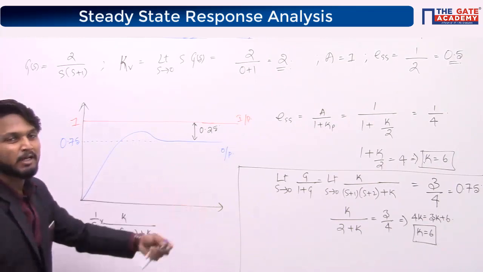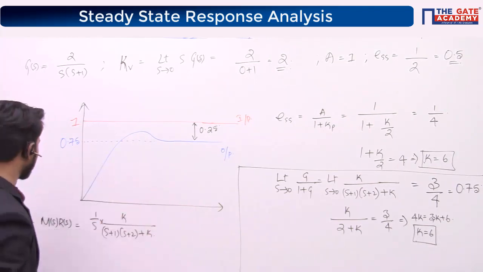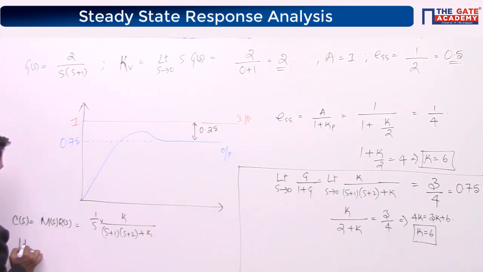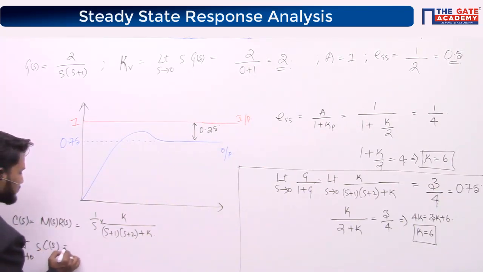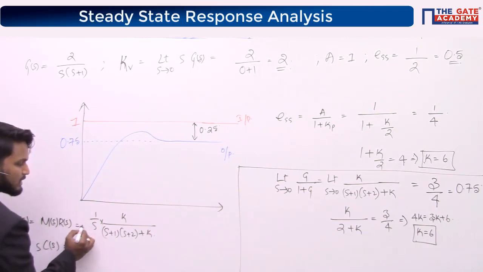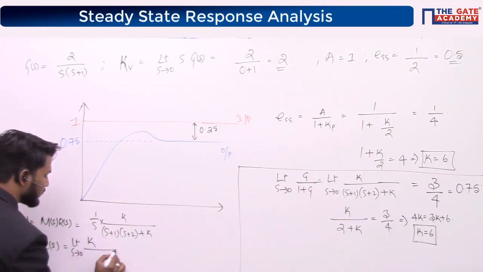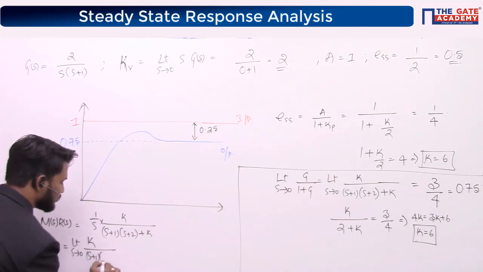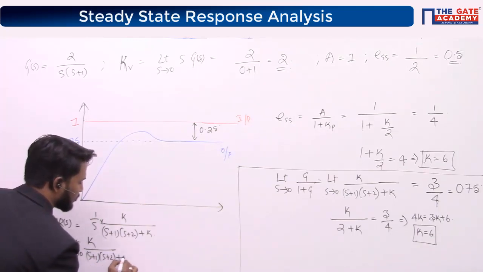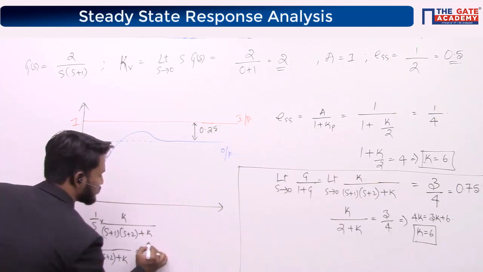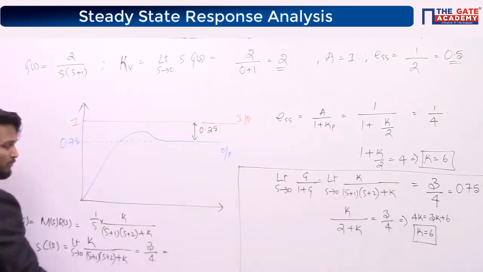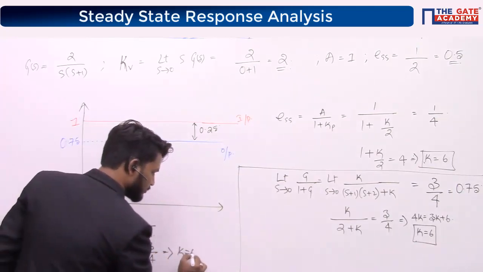The steady state value of C of s is given to be 0.75, which means limit s approaching 0, s into C of s is equal to s into this. s and s get cancelled. You will be left with limit s approaches 0, K by (s plus 1) into (s plus 2 plus K), that is equal to 3 divided by 4. From this you will get the value of K is equal to 6.